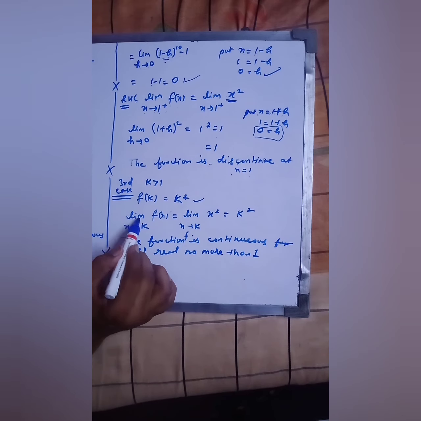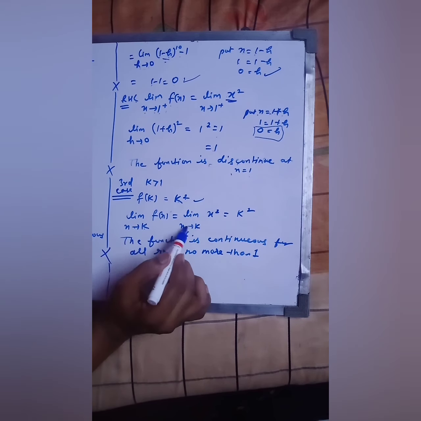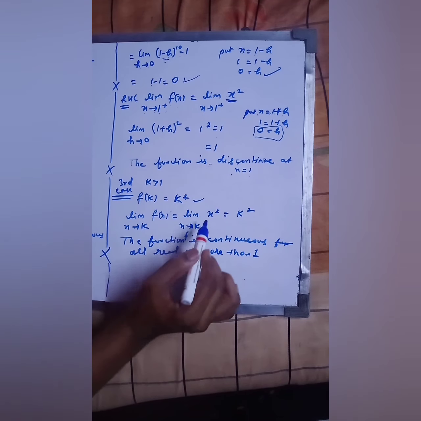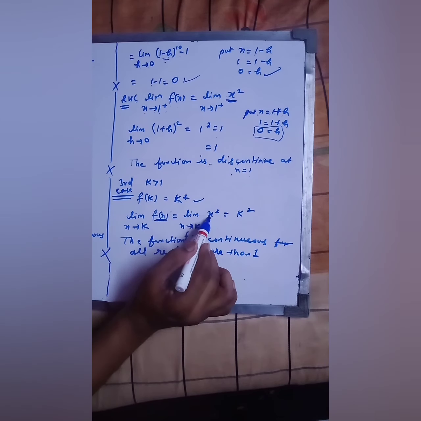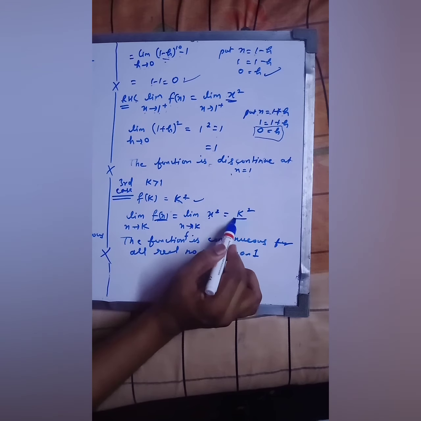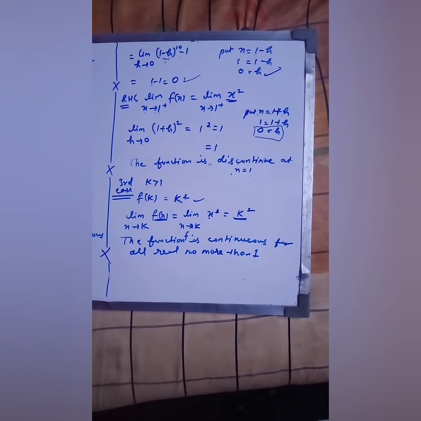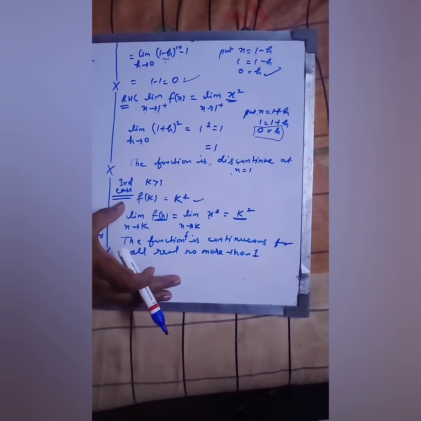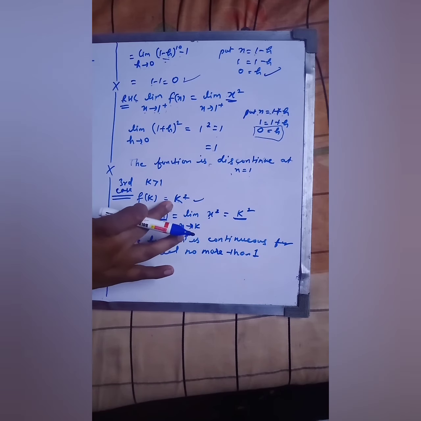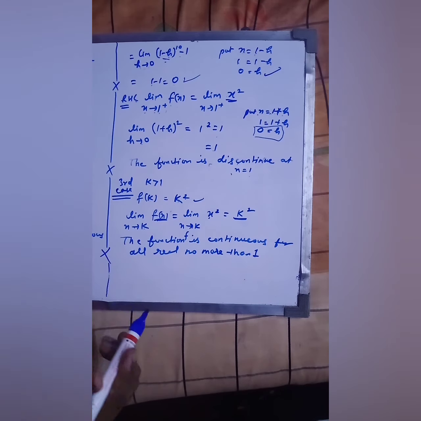Now you have to take the limit as x approaches k of the function f(x), that is equal to the limit as x tends to k. In place of f(x) I am putting x square. Then you put the value and it is also coming k square. This is the same as you have done in case 1. In case 1 your function was different, but here the function is different. That's it. The way is same.